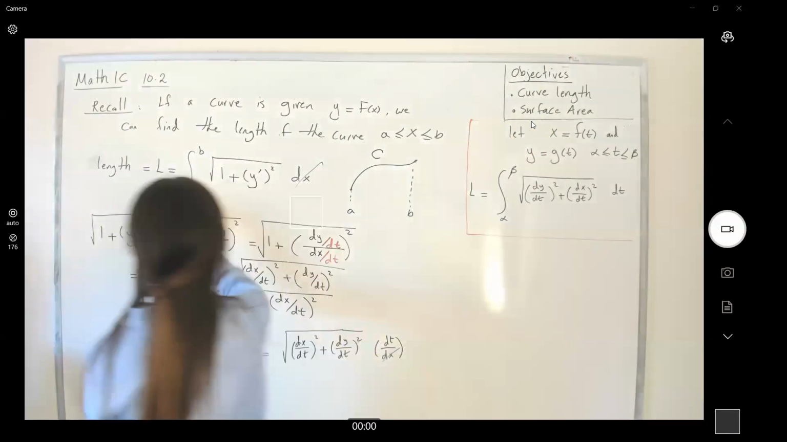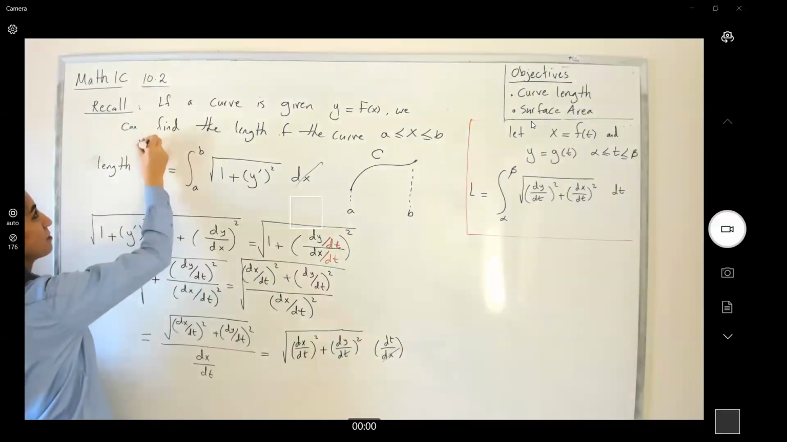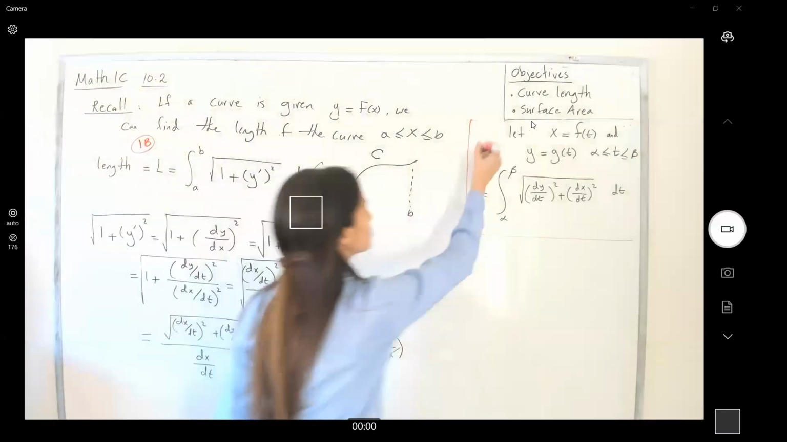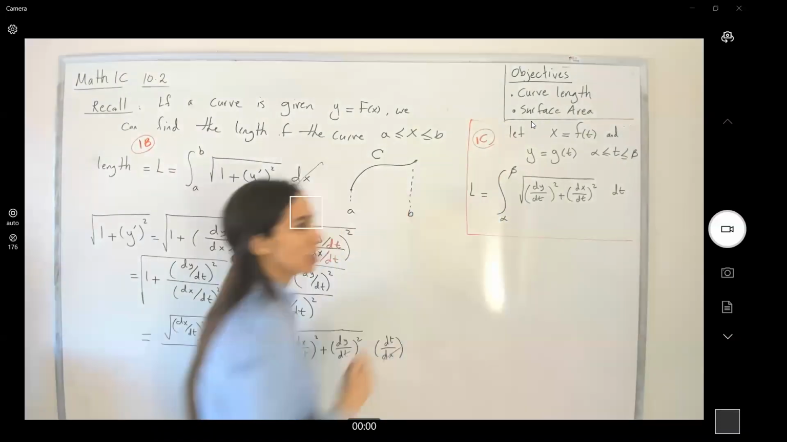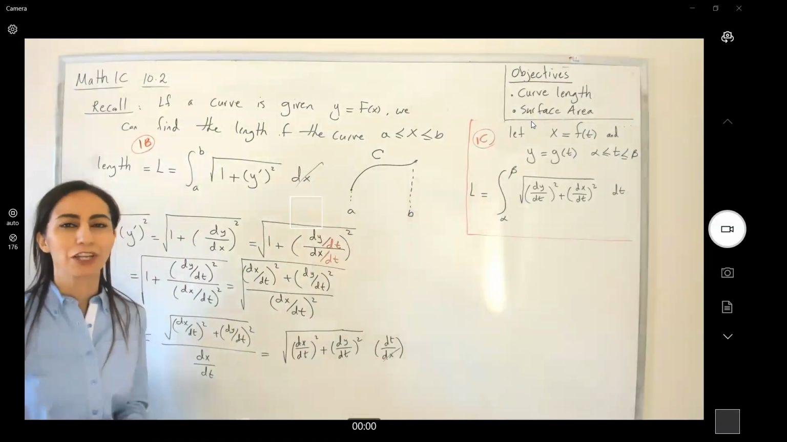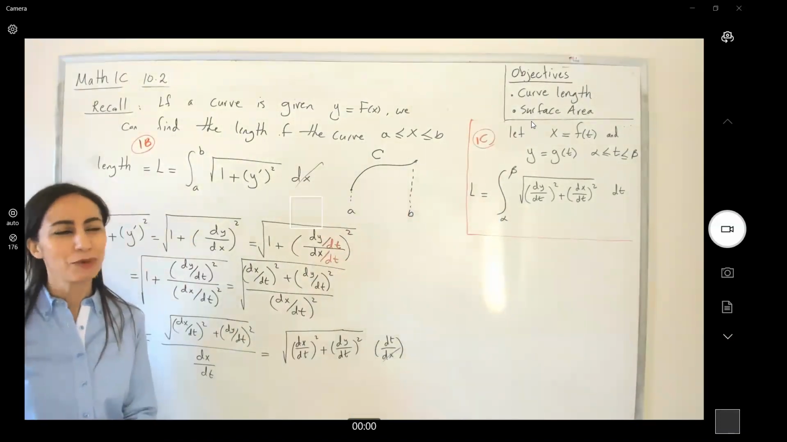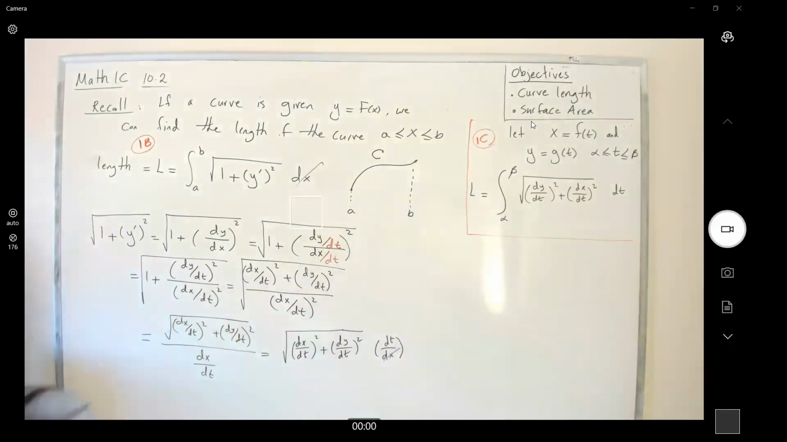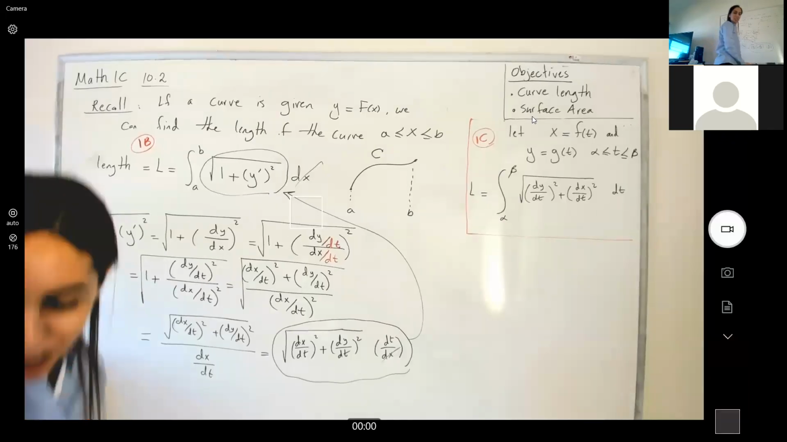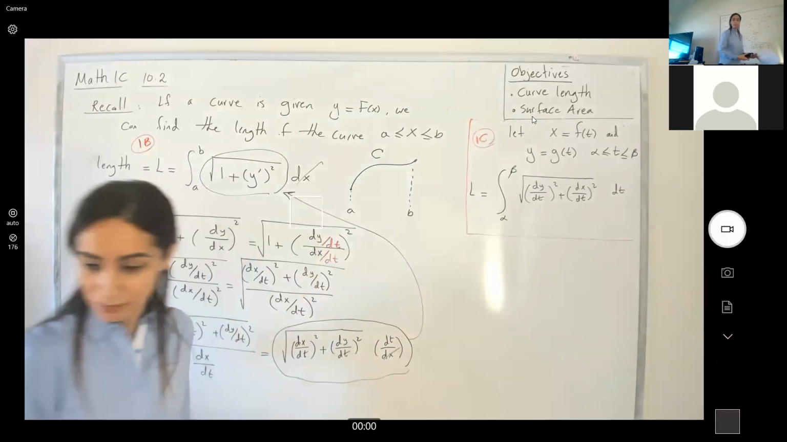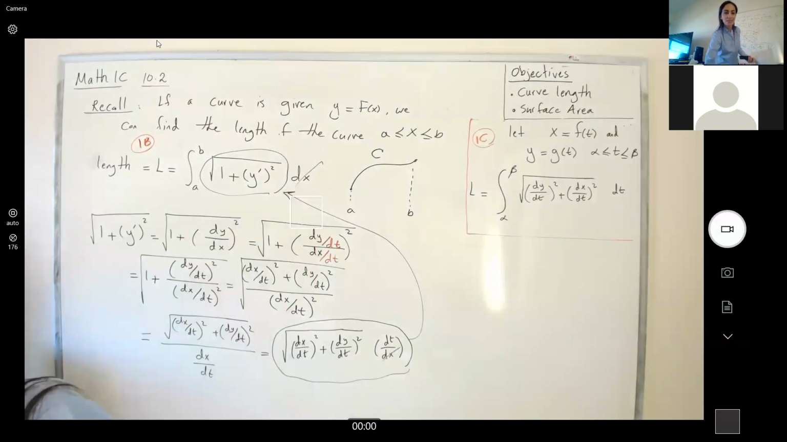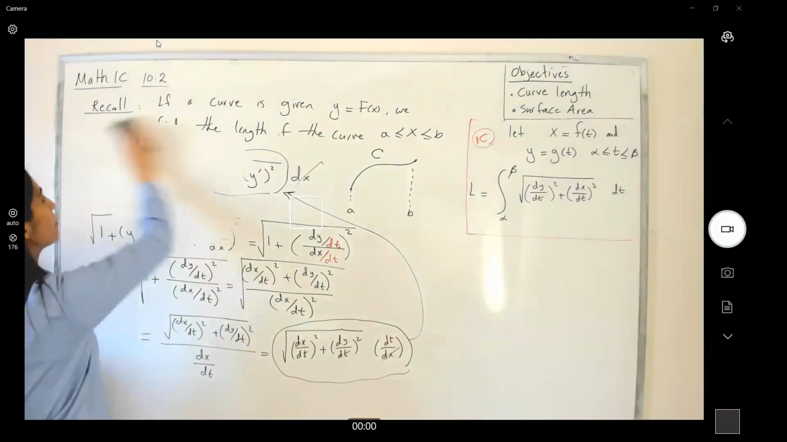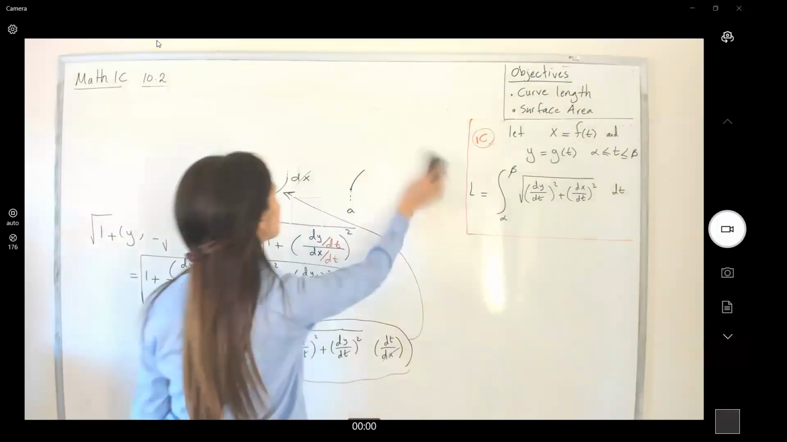This is what you learned in Math 1B. This is your 1C. You're generalizing the idea by defining a parameter, a new variable, and this is the formula like that. Okay, so here let's go over one example to feel more comfortable about this formula.